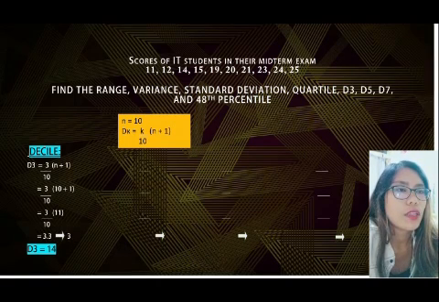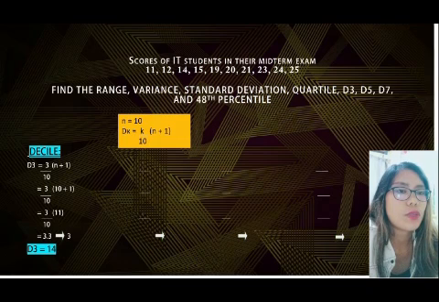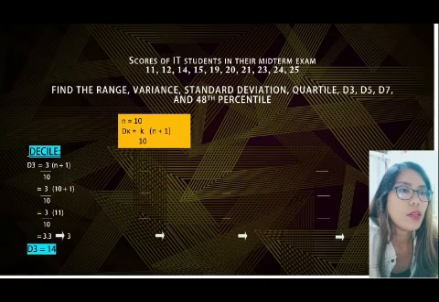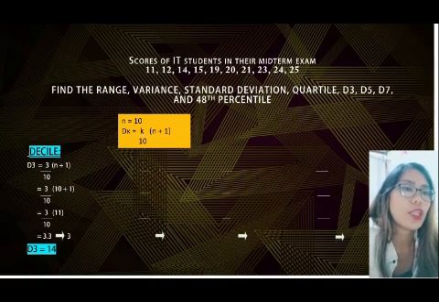So we have again n equals 10. First, D3 is equivalent to 3 over 10 times n plus 1. So 3 over 10 times 10 plus 1 is equivalent to 3 over 10 times 11. The answer was 3.3. Rounding it, we'll have 3. So the third decile was in the third position, which is 14. D3 is equivalent to 14.